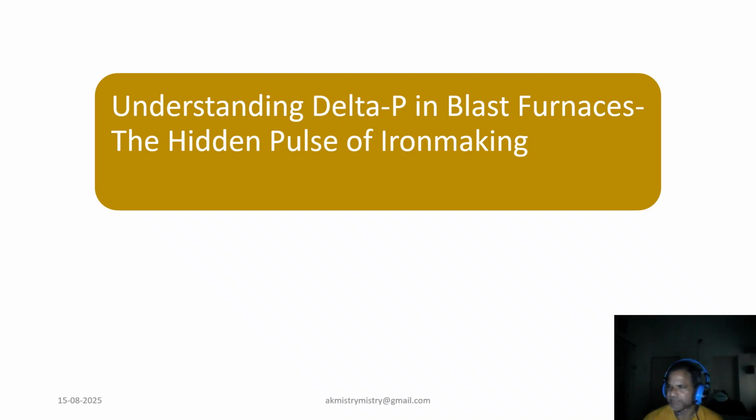Today our topic of discussion is delta P. Delta P is not just a number, it's a hidden pulse of iron making. As we know, delta P signifies the resistance to wind. And once resistance to wind crosses over the critical limit, the process becomes more inefficient. So let's explore how this pressure difference shapes everything inside the blast furnace.